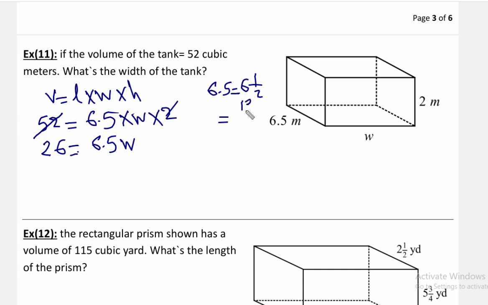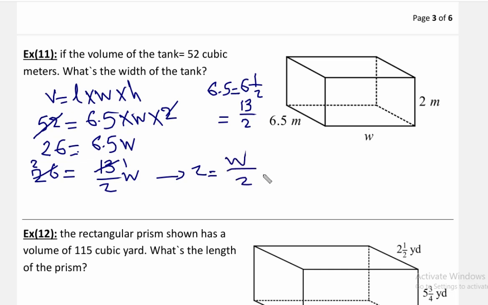6.5 is equal to 13 halves. So you have 13 halves width equal to 26. 26 is equal to 2 times 13. So divided by 13 is 1, and 26 divided by 13 is 2. So 2 equals W over 2, which means W equals 4 meters. Just keep a good eye on calculations and numbers.